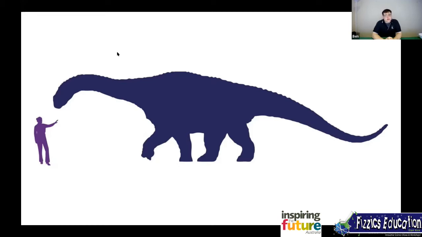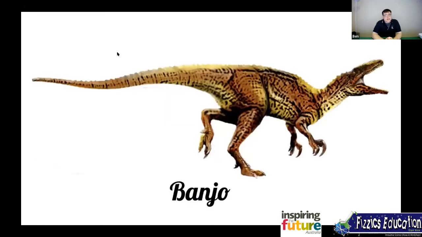Let's have a look at another dinosaur now. This one is Australovenator. Goodness gracious, Australovenator. I know this name. Oh, well, it's another one of those crazy science names, but we're gonna call him Banjo. So Banjo was found in the same place as Matilda, and he is a carnivore. He eats meat.